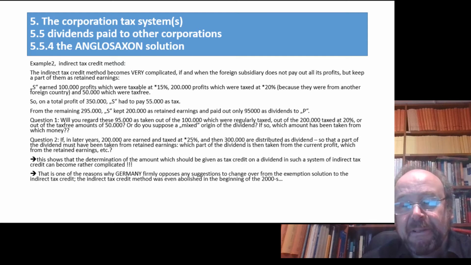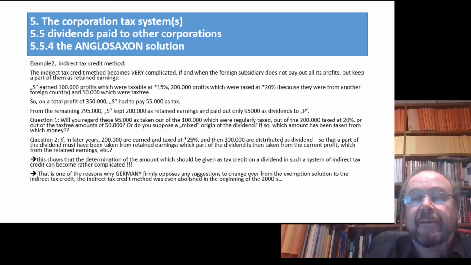So then it can become really complicated, because your fiscal administrations will not just want to know how much tax refers to which part of the dividend, but they will also require proofs, and then things get really nasty. Good.